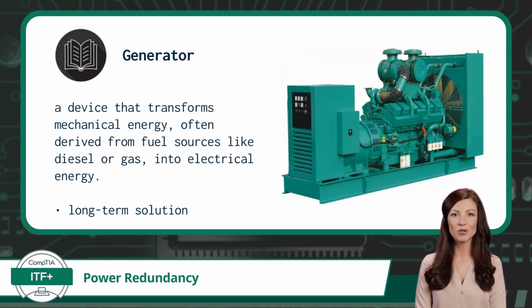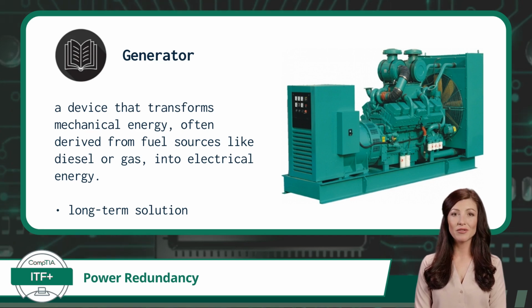When the primary power source is compromised, a generator can be activated either manually or automatically to take over the role of supplying electricity. However, it's important to note that a generator's response is not instantaneous. There's typically a brief delay before it fully powers up and starts delivering electricity.